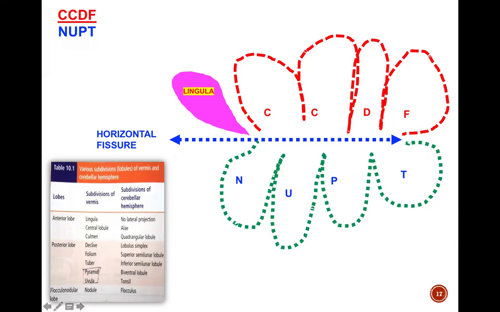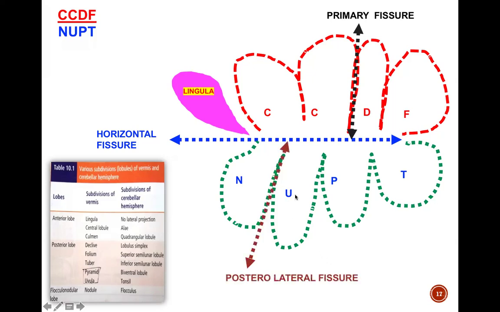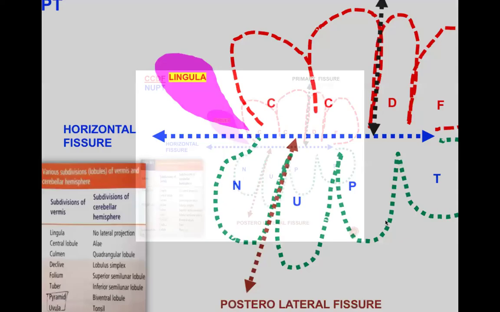And after that, you know that between the culmen and declive there is the primary fissure. Between the nodule and uvula you will find the posterolateral fissure, and between the folium and tuber you will find the horizontal fissure.